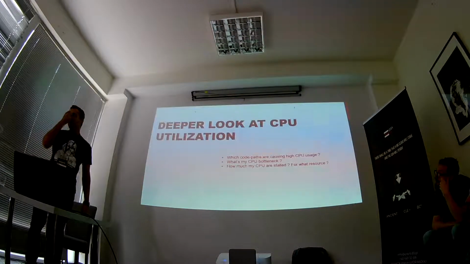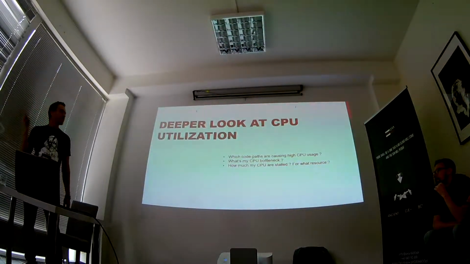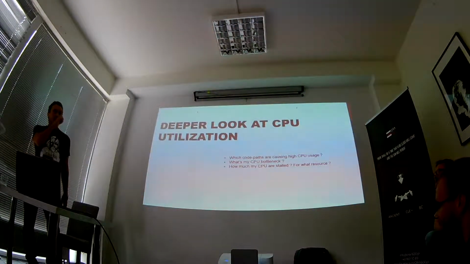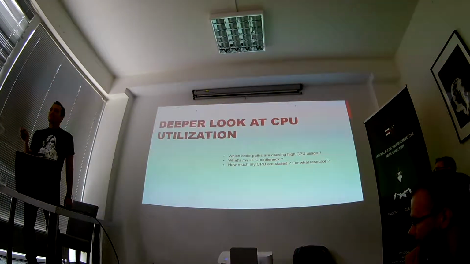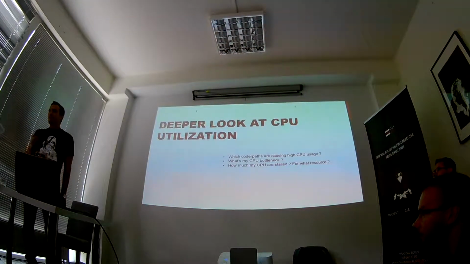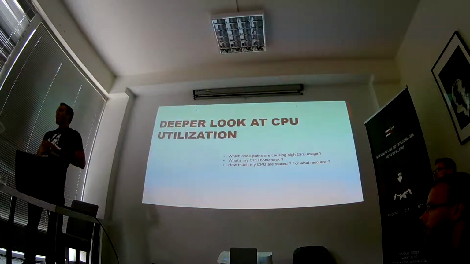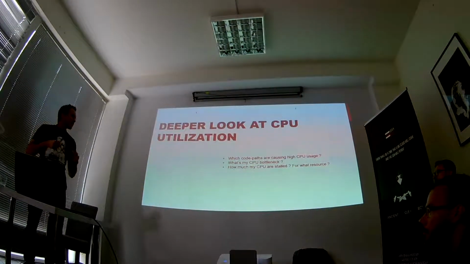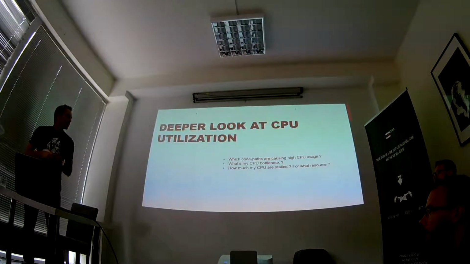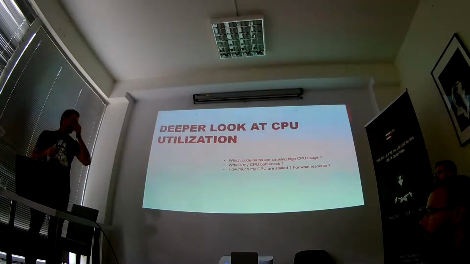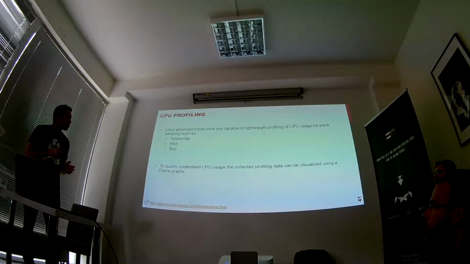Deeper, in this part, we're going to check how we can get a deeper look at CPU utilization. In this part, we're going to try to answer questions such as: which program hot code path is responsible for high CPU utilization, how efficiently is this program using our processor, and what is our processor bottleneck. So let's begin with CPU profiling.